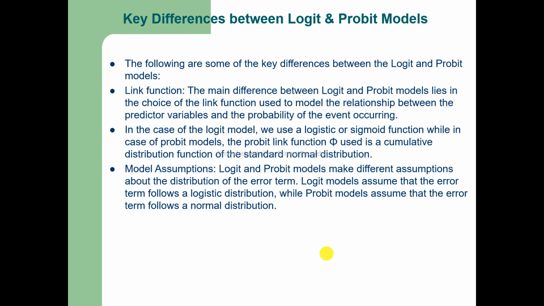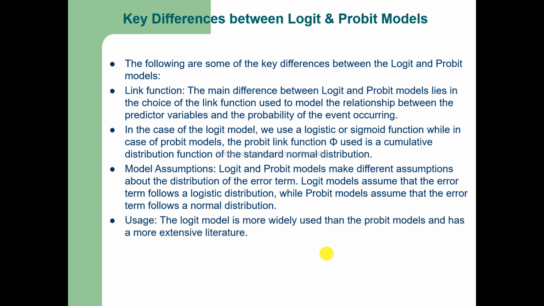Model assumptions. Logit and Probit models make different assumptions about the distribution of the error term. Logit model assumes that the error term follows a logistic distribution, whereas Probit models assume that the error term follows a normal distribution.